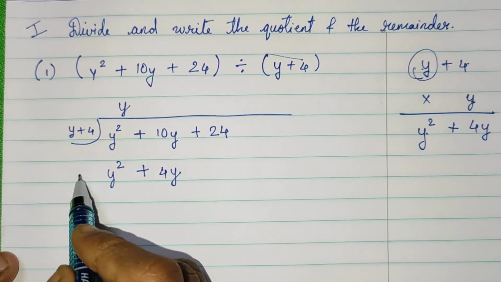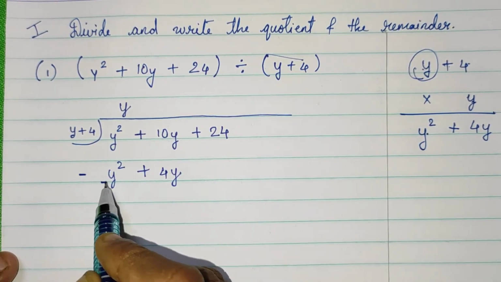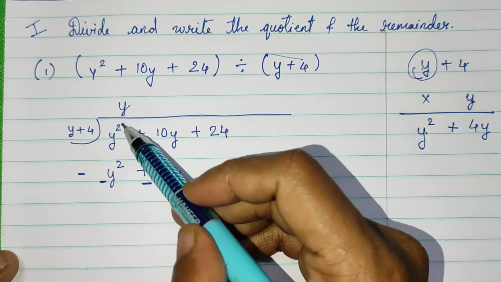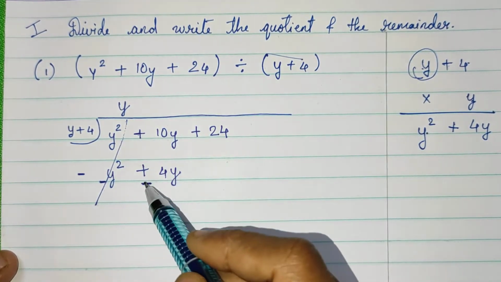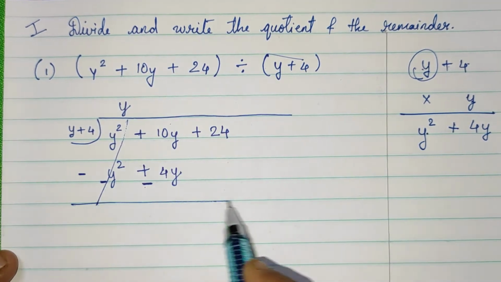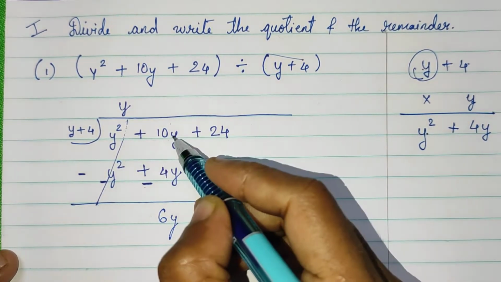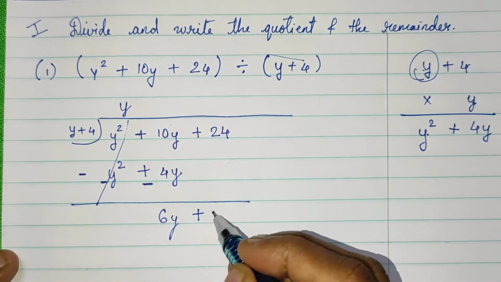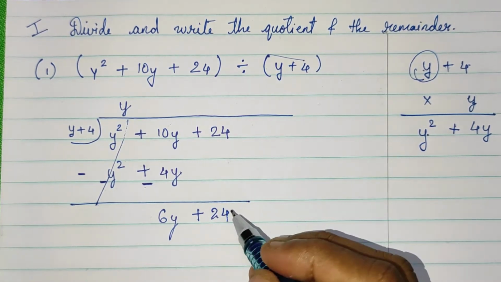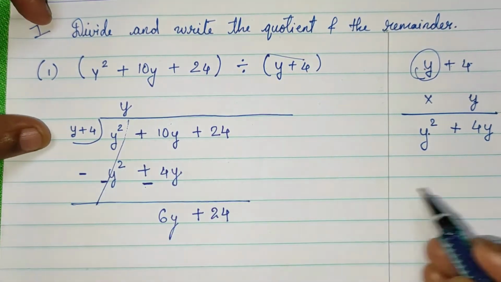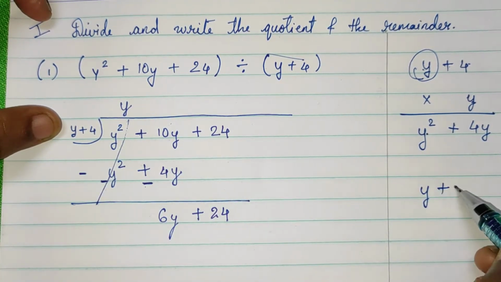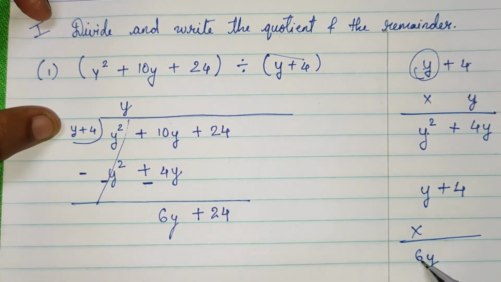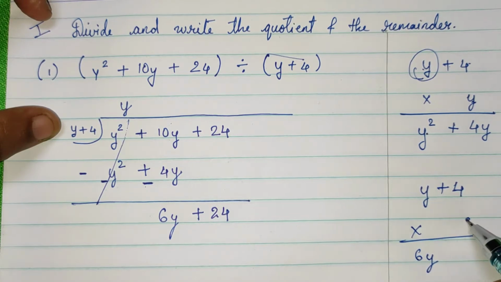Okay, and then minus into plus, minus. So plus and minus cancel. Plus minus minus: 10 minus 4, 6, and the greater number is 10, which is positive. So it is positive 6y. Then we copy this down. Now again take your divisor, and now first you need 6y. So here you have y, you need 6.